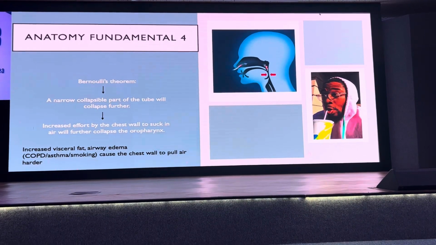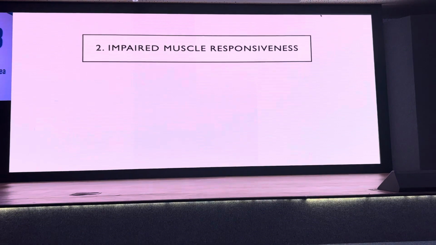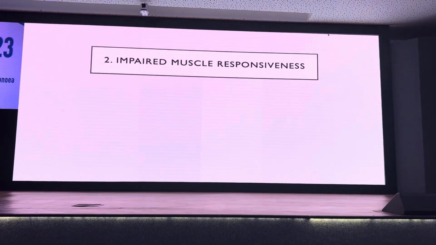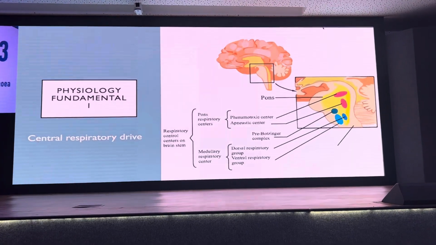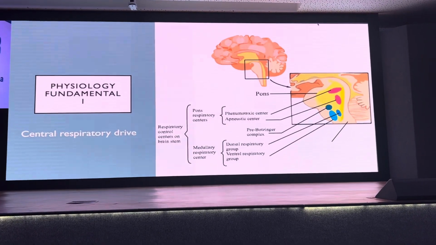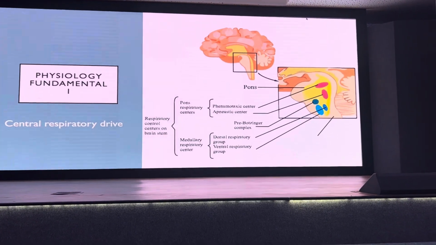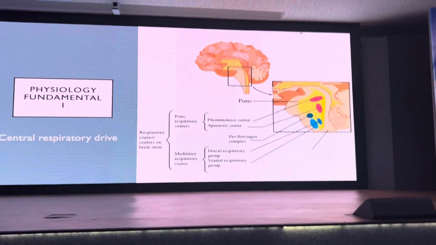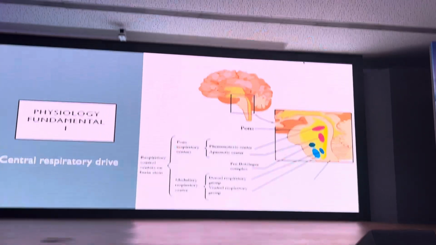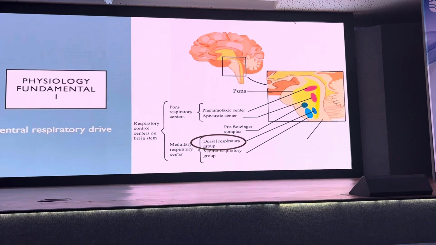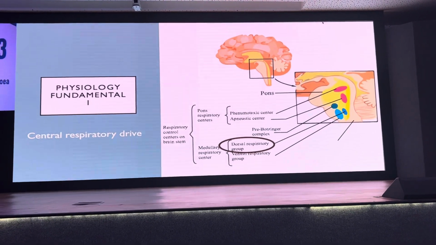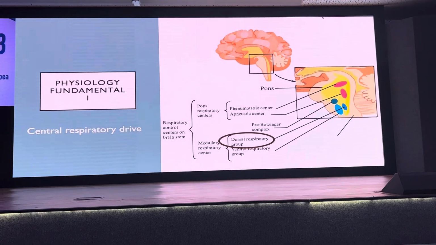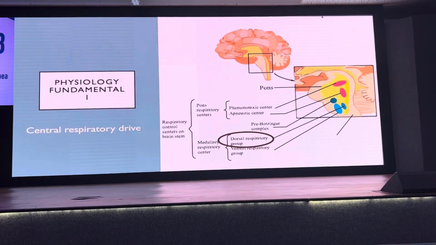So after talking about the anatomy, I would like you to know about impaired muscle responsiveness, which is seen in many sleep apnea patients. The first fundamental of physiology is the central regulation of breathing. This is what we see in an awake state: the dorsal respiratory group is responsible for our inspiratory action of breathing, and the ventral respiratory group is responsible for expiration.